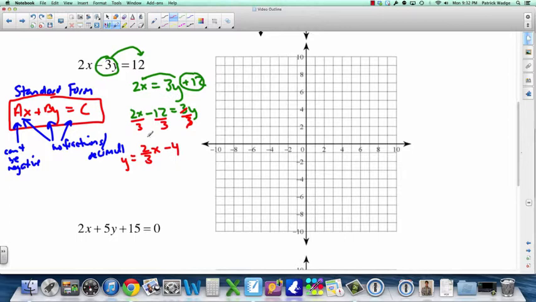Great, now we're back to a question like we did on the other side of the page. It's in slope-intercept form. What's my y-intercept? Negative 4. The y-intercept is negative 4. And my slope is 2 over 3. Rise 2, run 3. 1, 2, 3. Rise 2, run 3, etc. And then I could draw the line, and I'll do that in a second.